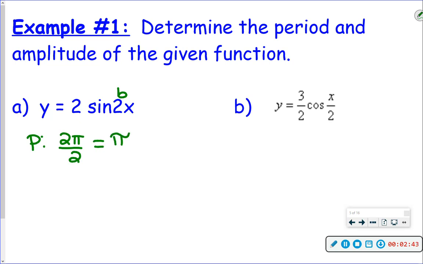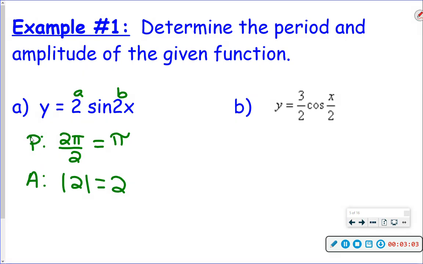So what does that mean when we actually draw the graph? From 0 to 1 pi will look the exact same as 1 pi to 2 pi. That will look the exact same 2 pi to 3 pi, so on and so forth. Okay, amplitude, of course, absolute value of A. Just do that in your head. And of course, that's how tall the curves are going to be.